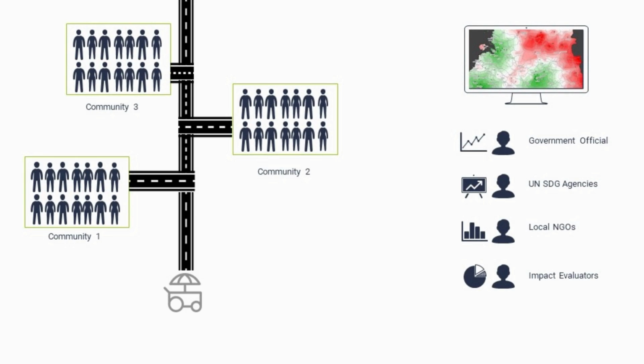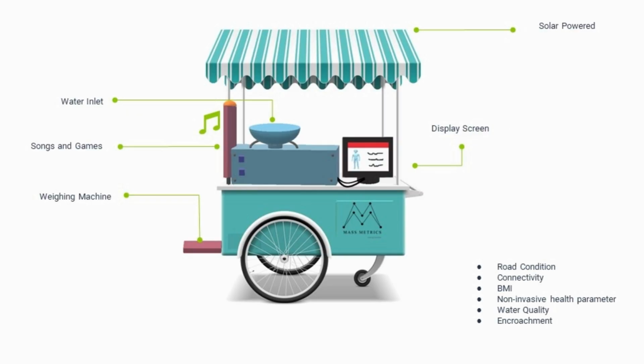So data card goes from community to community. It collects high quality geospatial data, which is sent back to a server, which can be accessed by government officials, UNSDG agencies, local NGOs and impact evaluators. The card utilizes engaging means for data collection. Data can range from parameters like road conditions, BMI to water quality conditions and connectivity in that particular area.